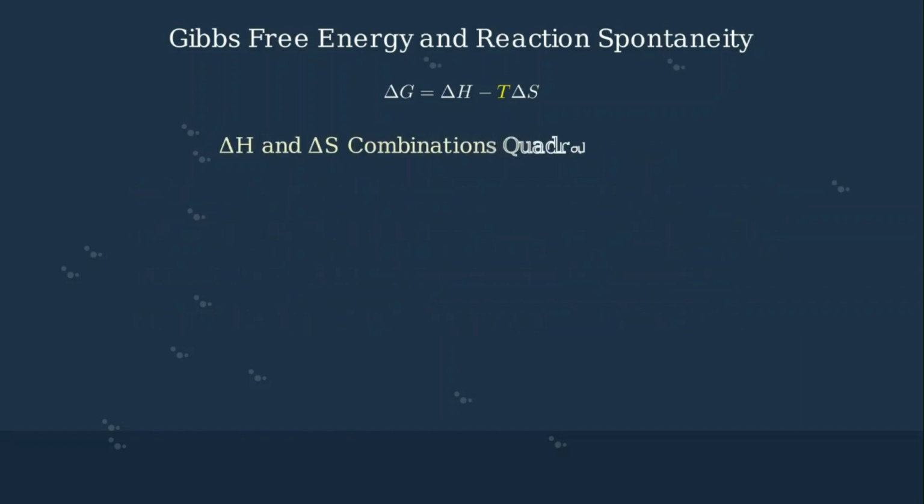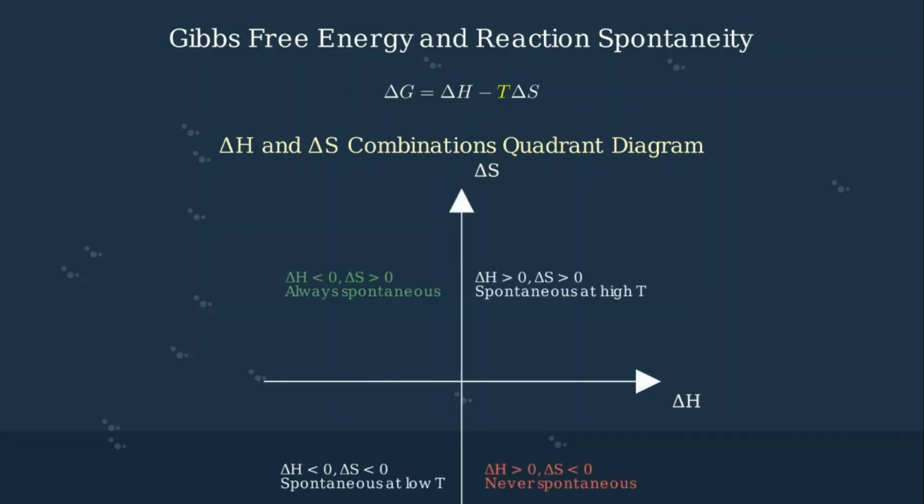Let's visualize these combinations in a quadrant diagram, showing how enthalpy and entropy together determine spontaneity. The quadrant diagram shows the four possible combinations of enthalpy and entropy changes. The upper left quadrant, where delta H is negative and delta S is positive, shows reactions that are always spontaneous. The lower right quadrant, where delta H is positive and delta S is negative, shows reactions that are never spontaneous. The other two quadrants show temperature-dependent spontaneity.